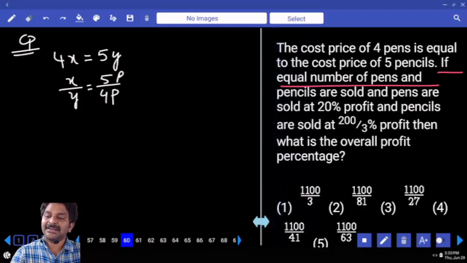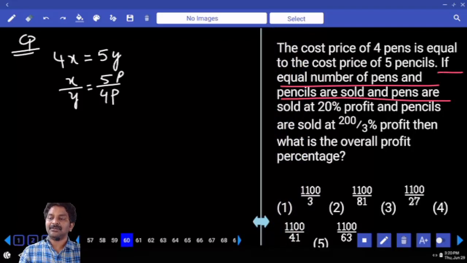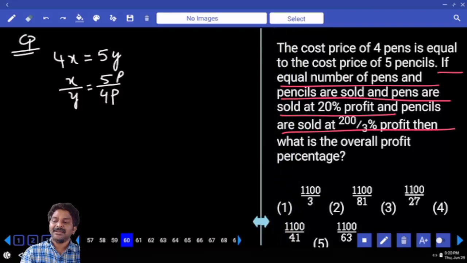Equal numbers of pens and pencils are sold, and pens are sold at 20% profit and pencils are sold at 200/3%. So as the condition says, an equal number of pens and pencils are sold. You can start with 1 pen, 1 pencil, or x pens and x pencils. Right? You can take anything, however you like. It's up to you. Okay?